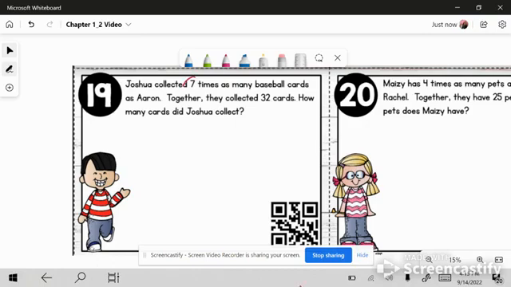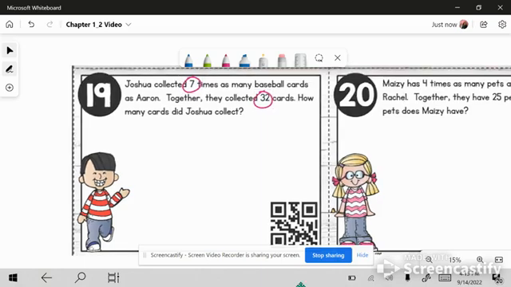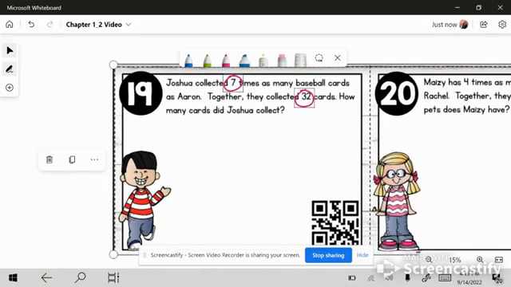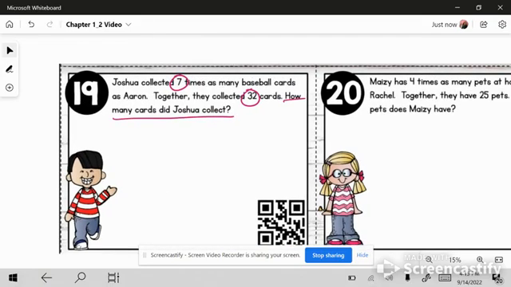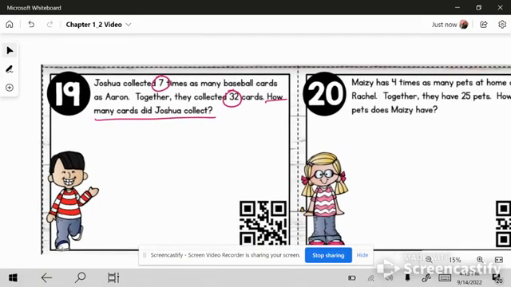We're going to go back and circle those numbers. We are going to underline the question. We want to know how many cards did Joshua collect? And we also need to go back and box our action words, times as many.